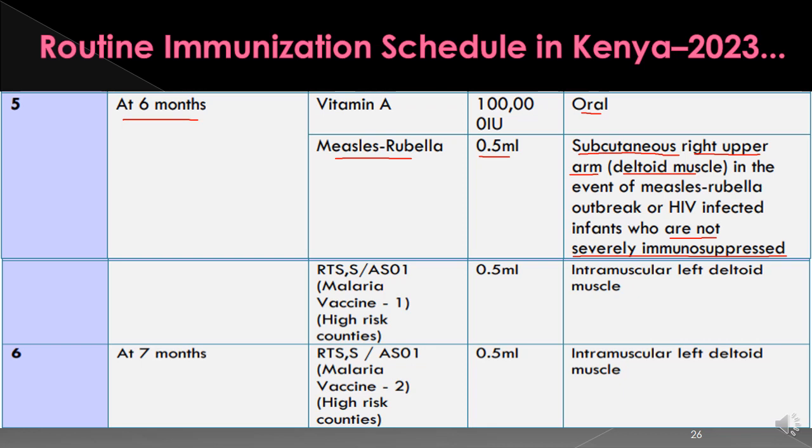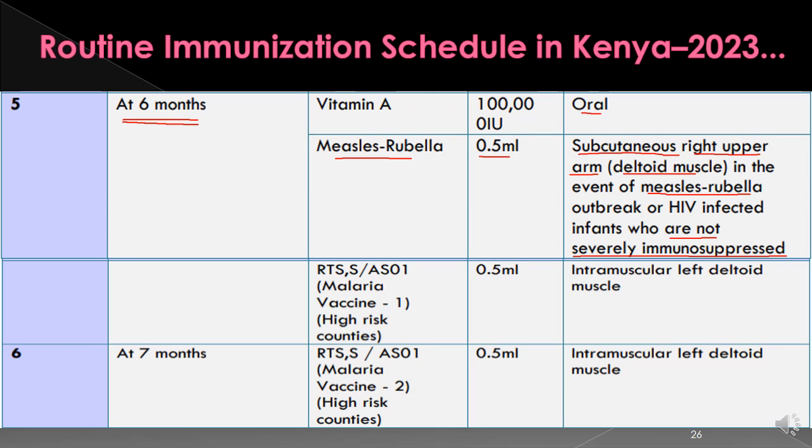Therefore, we are saying once again that the measles rubella combination that is administered at 6 months is not for all children. It is for children who are HIV infected without signs of disease, or in cases where we have a measles rubella outbreak. The dose is 0.5 ml administered subcutaneously on the deltoid muscle of the right upper arm.